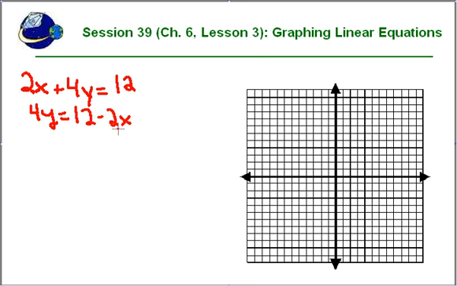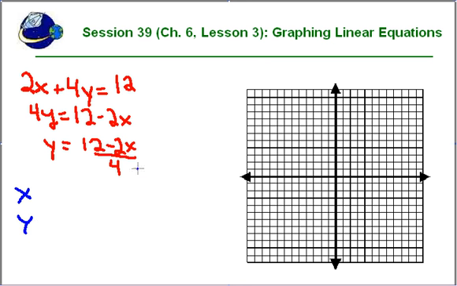I need to divide both sides by 4. 4y divided by 4 is just y. And then over here on the right-hand side, we're going to have 12 minus 2x over 4. So that's my equation now. I do have y by itself on the left-hand side, and over on the right I have 12 minus 2x divided by 4. Now I'd like to go ahead and make a little table out of this. We can have our x's here and our y's here.